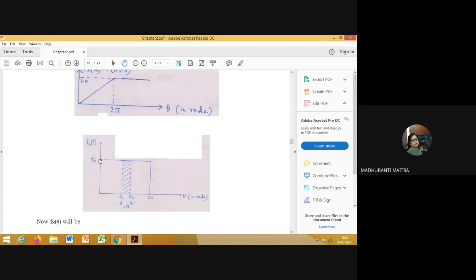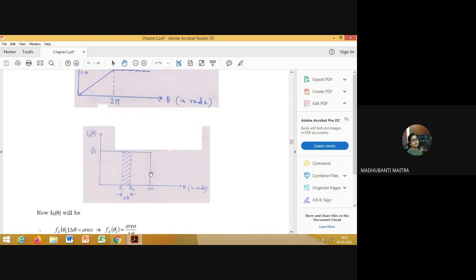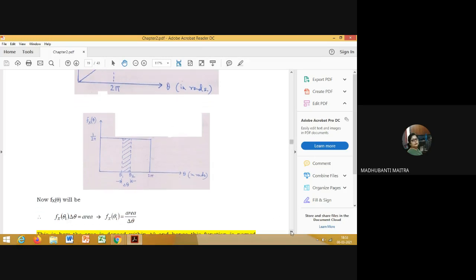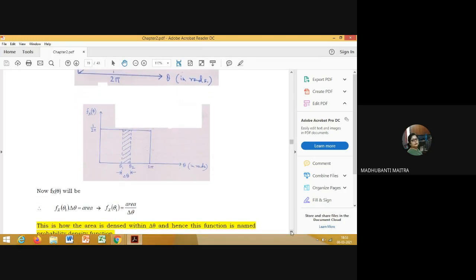So the value of this will be 1 by 2 pi at this point. Again, along this axis, we are plotting theta, right? So the density function will look like this. So the probability that the random variable can assume a value within this range will be given by this area under this density function. And the thing is, why do we call it a density function?